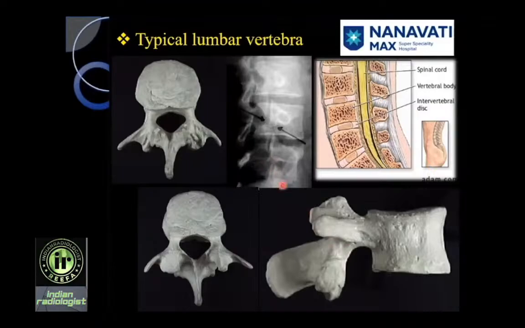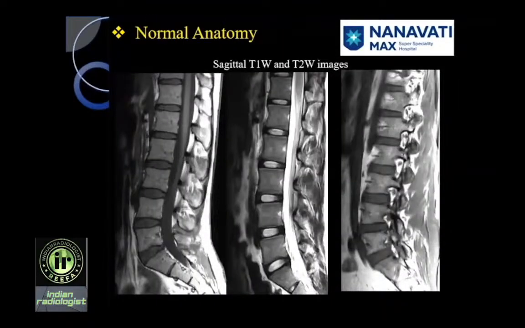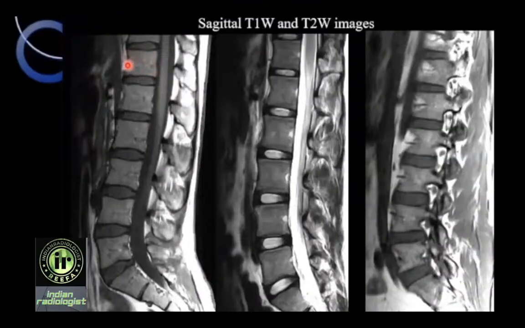is seen here. Coming to normal anatomy on sagittal T1 and T2 images. This is the vertebral body. Marrow is relatively bright in adults. This is the cortex of the superior end plate. This is the cortex of the inferior end plate, which merges with the annulus fibrosus of the adjoining disc. This is the nucleus pulposus, which contains about 85% water, so it's dark on T1 and bright on T2.